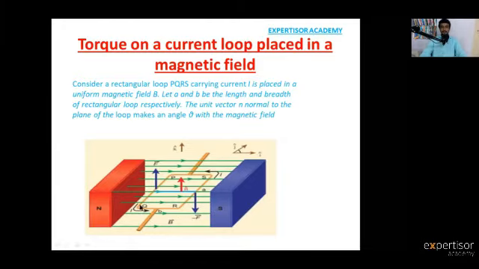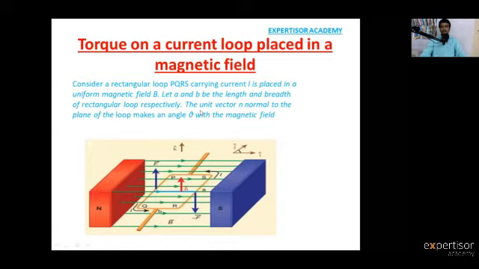Next, consider the PQRS rectangular coil or loop. Here current I is traveling like this. This is the direction of the current I. Let a and b be the length and breadth of the rectangular loop respectively. Small a is the length of the rectangular loop, and small b is the breadth of the rectangular loop.